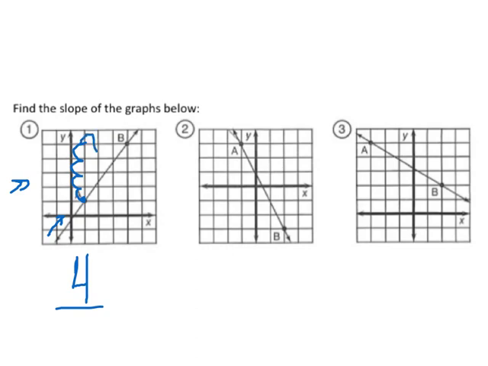And then what's our run? Our run is 3, and is that 3 positive or negative? It's also positive because we're going to the right. So our slope is 4 over 3. Try the next one.